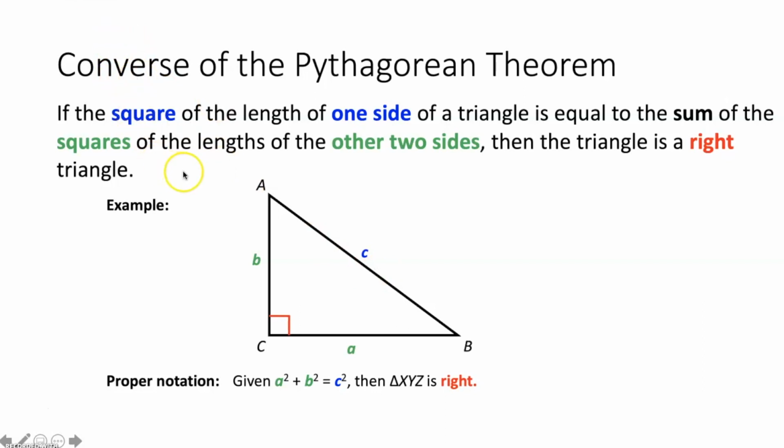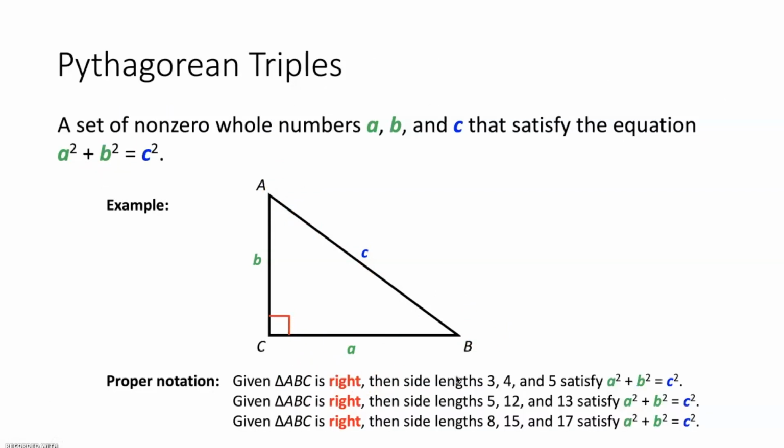So this says if the sum of the squares of the lengths of the legs is equal to the square of the longest side, then you know it must be a right triangle. So in this case, if a squared plus b squared equals c squared, then we know triangle ABC must be a right triangle.